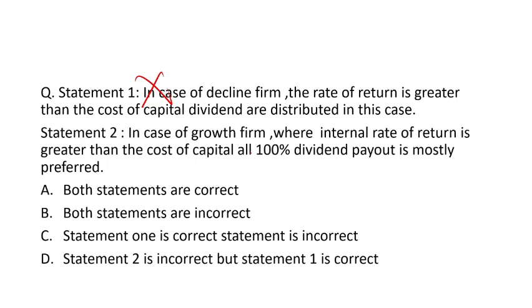Now let's see the second statement. In case of growth firm, the internal rate of return is greater than K. But here entire 100% retention is done, not 100% dividend is paid out. So obviously both statements are incorrect. Both statements are incorrect is the right answer.